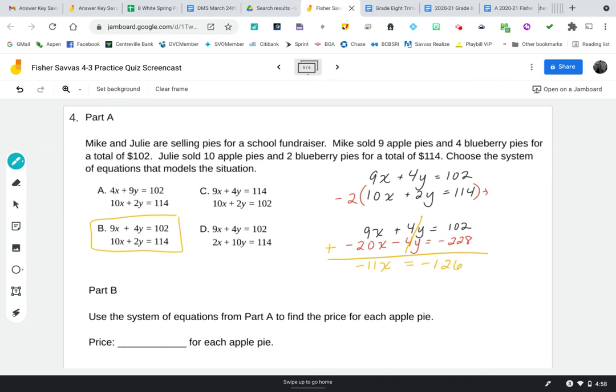From here, I can divide both sides by -11. As you'll see, this does not come out to be a nice number. So if you were to divide -126 by -11, I believe, I did it on a piece of paper here, I believe that you will get $11.45 repeating. So yeah, it doesn't turn out very nicely.